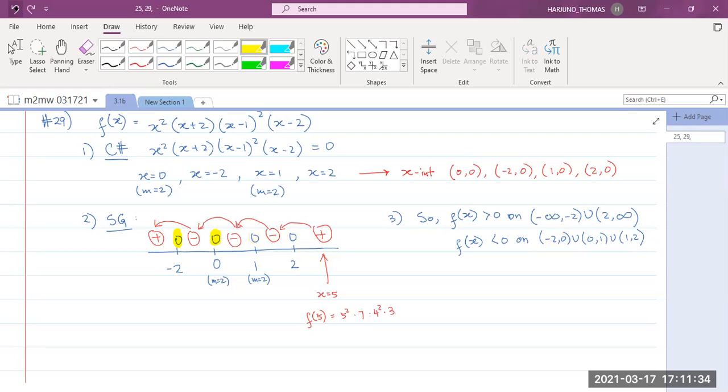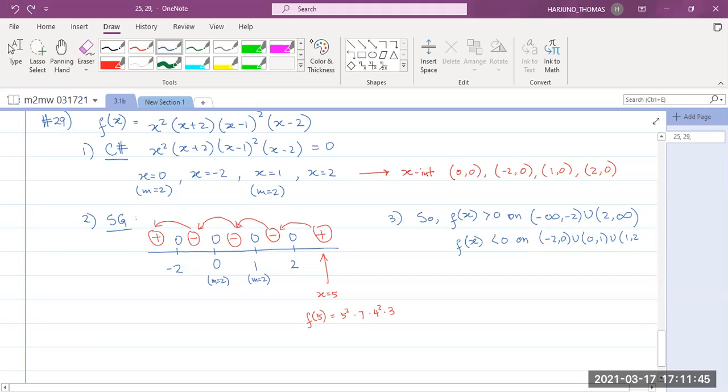Now, if I use color to help me, then I get this. The interval where the function is positive is on this interval, union that interval. And the function is negative on this interval. Notice that I purposely am not shading the critical numbers, because on those critical numbers, f(x) equals 0.